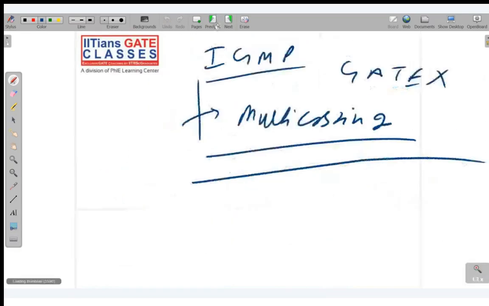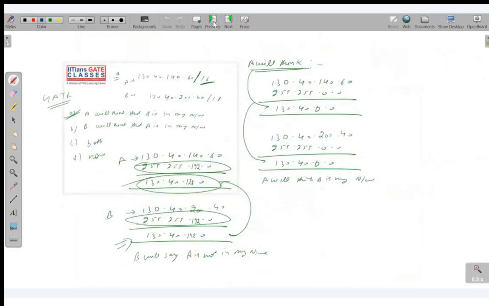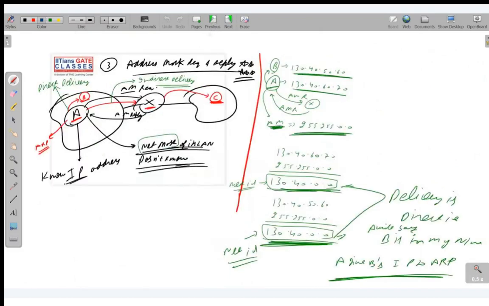Actually, I should not repeat all these things again and again. Delivery is direct or indirect. This is direct delivery, this is indirect delivery. If delivery is direct, A will say B is in my network, and A will give the IP address to ARP and so on. I have told you all these things.